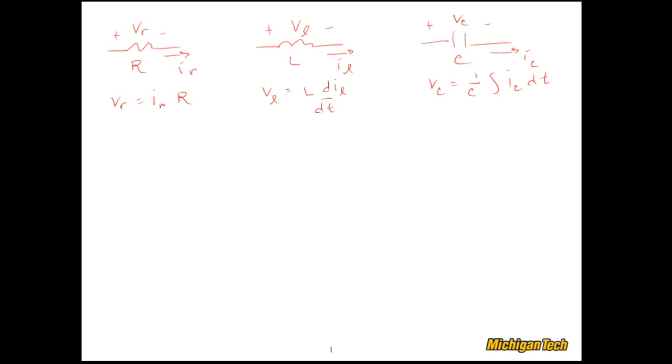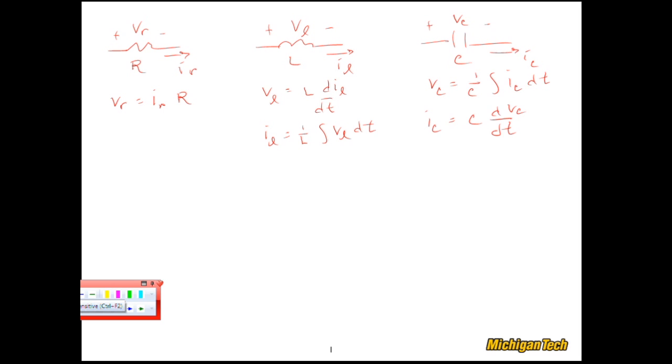Now for the inductor and the capacitor, we can manipulate these a little bit to get IL. Basically, integrate both sides and divide through by L. And we get the integral of VL dt. And for the current through the capacitor, we can differentiate both sides and multiply through by C, and we get that, C dVc/dt.